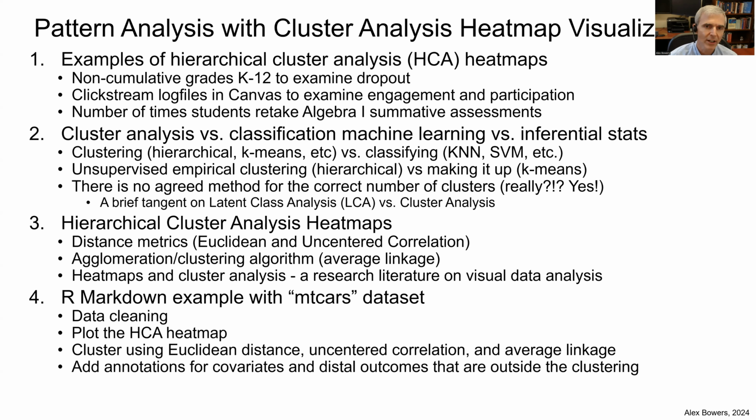Then I'll give some examples of hierarchical cluster analysis heat maps using different distance metrics, such as Euclidean versus uncentered correlation. Uncentered correlation I really like, as it has some benefits that other distance metrics don't. There are also agglomeration or clustering algorithms, such as average linkage, which is really useful when you have a lot of missing data. And then really looking at heat maps and cluster analysis and the research literature on visual data analytics.